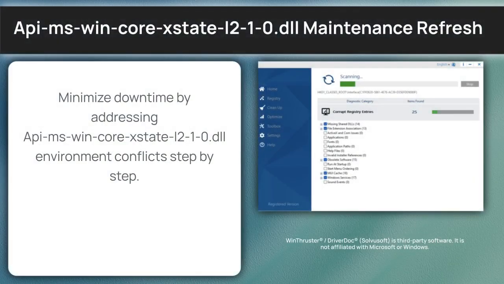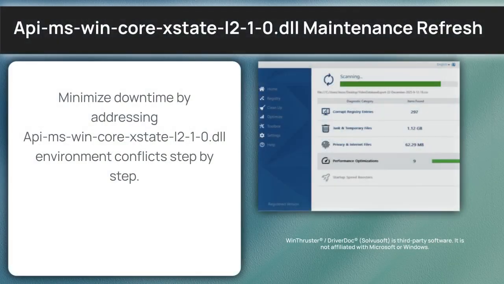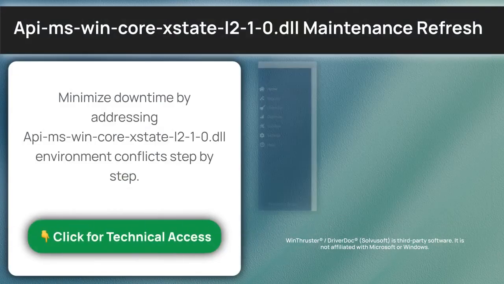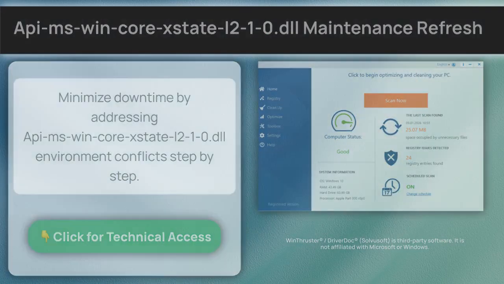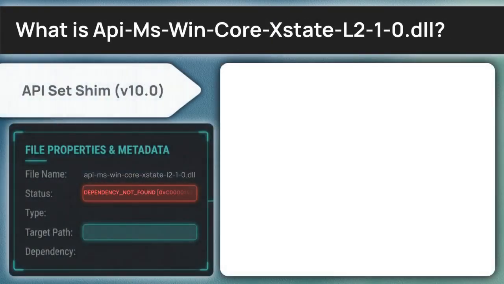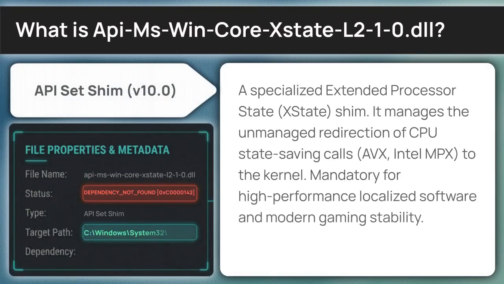Before we get started with WinCore XState, you may want to try the diagnostic path below to ensure your system is properly synchronized. This is the WinCore XState, a specialized extended processor state XState shim. It manages the unmanaged redirection of CPU state-saving calls, AVX, Intel MPX, to the kernel, mandatory for high-performance localized software and modern gaming stability. Let's transition to the solution, starting with the official Microsoft redistributable.